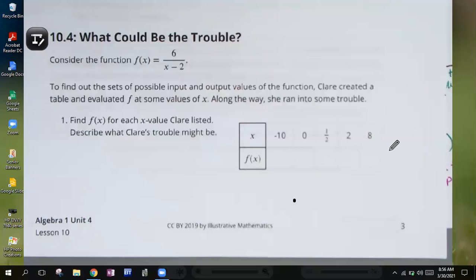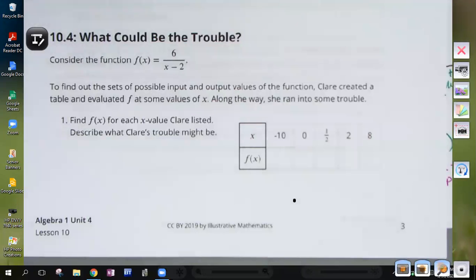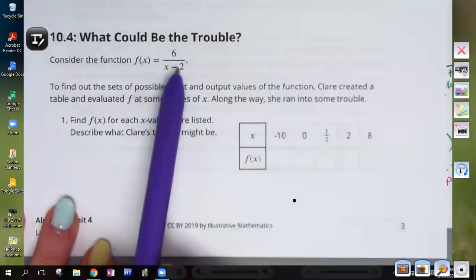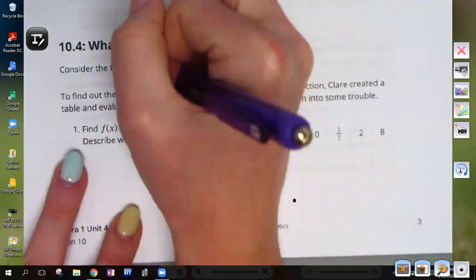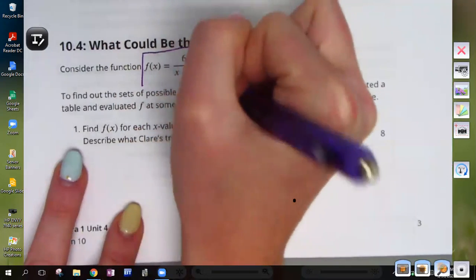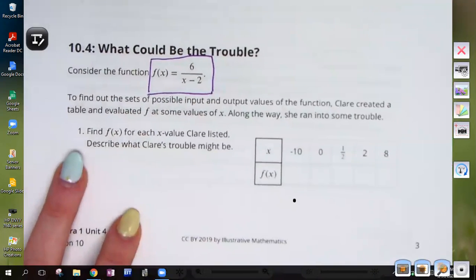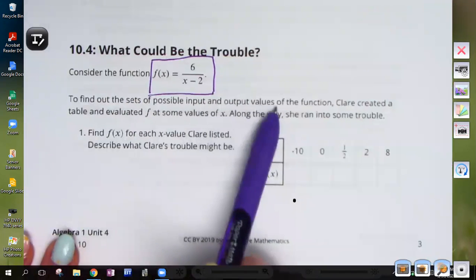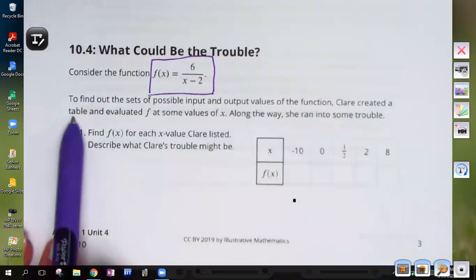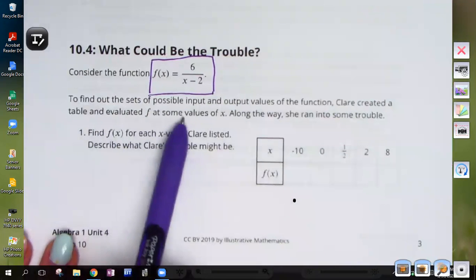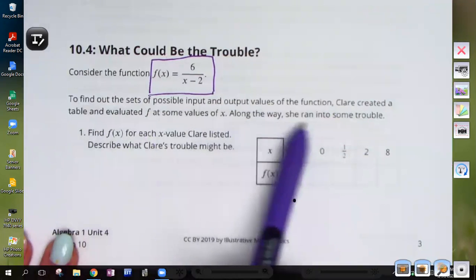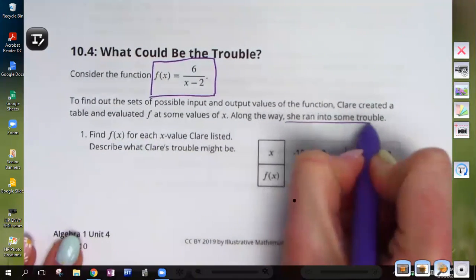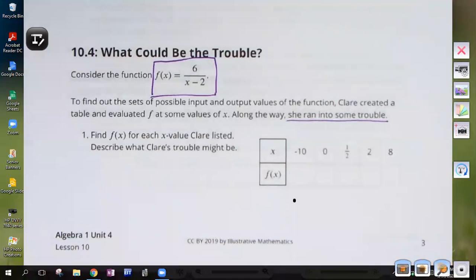All right, 10.4, consider this function. We have f of x equals 6 divided by x minus 2, okay? So that's the function we are going to be working with today. It says to find the set of possible input and output values of the function, Claire created a table and evaluated f at some values of x. Along the way, she ran into some trouble. Underline, she ran into some trouble. Okay, we're gonna deal with that today.